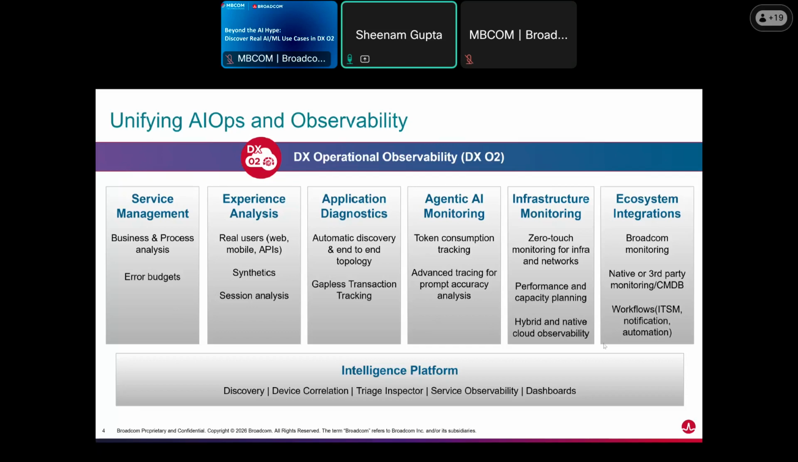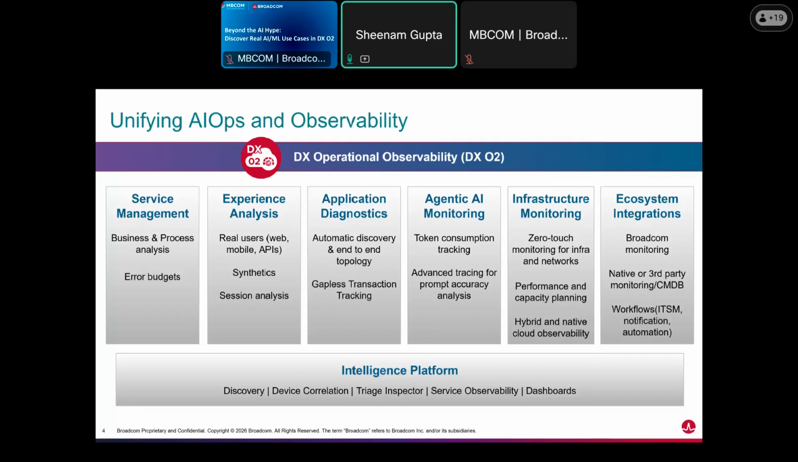The key point that I would like to call out is what DXO2 did in its journey: embedding the intelligence platform. If you have a customer who's looking at only, let's say, application diagnostics, they would still have use cases where they would want to focus on alarm correlations or noise reductions, or now, with agentic AI coming in, the ability to see the traces of an application that is using Gen AI or agentic AI.